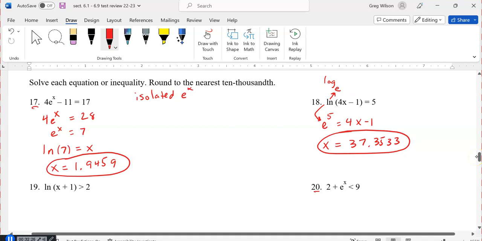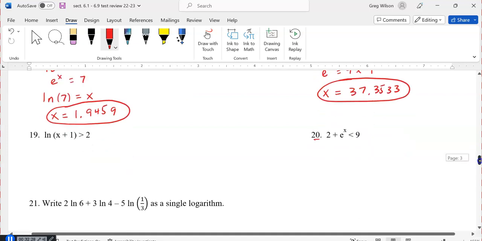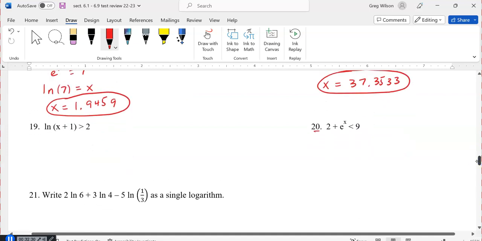19 is a natural log inequality, so it needs to be changed into an exponential inequality. The base of a natural log is e. The exponent for e is going to be 2. So just be careful when you turn this inequality into exponential. The inequality is pointing in 2's direction, so it still should be pointing in 2's direction when I'm done, or else you've changed the problem.